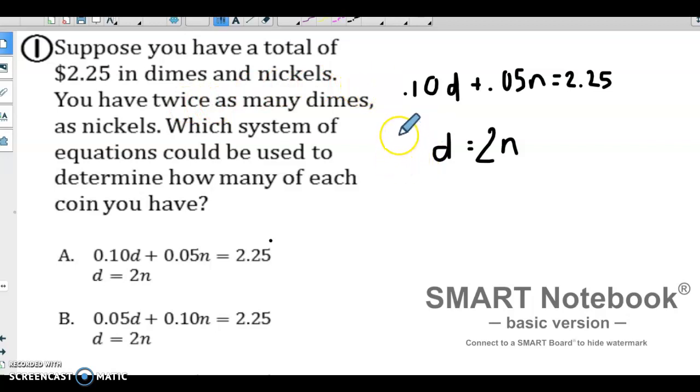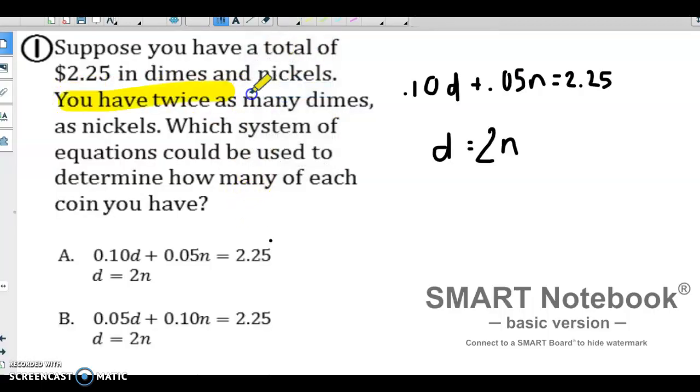So you have to ask yourself, how much is a dime worth? 0.10. So 10 cents. So 0.10D plus, now a nickel is 5 cents, so plus 0.05N equals 2.25. So we have 10 cents per dime plus 5 cents per nickel, and we need to get to a total of $2.25. This next part here is a little bit tricky.